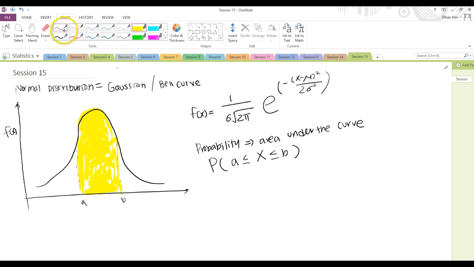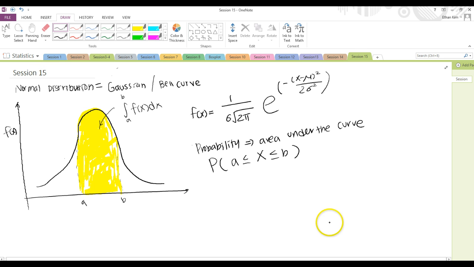If you know calculus, if you know integration, this is actually the integral from a to b of f of x dx. But we're not going to deal with calculus as much, because we do have other tools such as Excel or a table, so we can approximate this value using those tools. You just have to know that the area under the curve represents the probability.